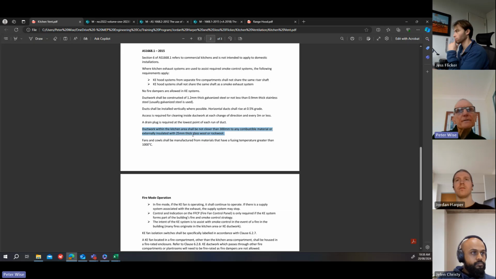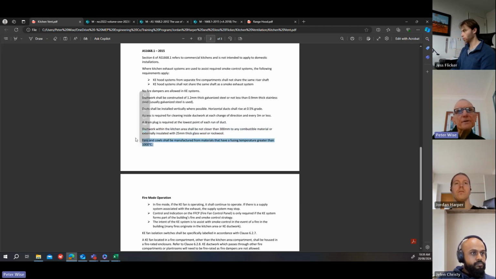So if you can't do that, then it needs to be externally insulated with 20 mil thick fiberglass or rock wool. So that's something to be aware of when you're drawing kitchen exhaust duct within the kitchen area, within the kitchen compartment. In the ceiling space, it needs to be insulated. That's the easiest way to get over this problem, just insulate it with 25 thick fiberglass. Now, that doesn't get done very often, so be aware of that.